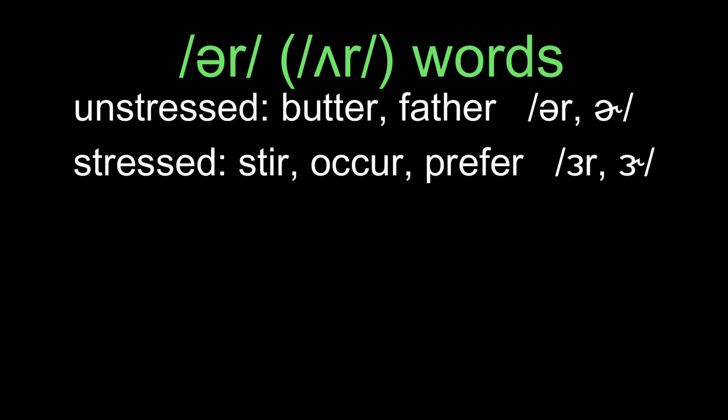The R-colored vowel can occur in a stressed and in an unstressed syllable. For example, in butter and father, it is unstressed, but in stir, occur, and prefer, it is stressed. To distinguish these two cases, some scholars use different symbols. For example, one symbol for the stressed ER sound, and another for the unstressed ER sound. In this book, we use the same symbol since their pronunciation is the same.